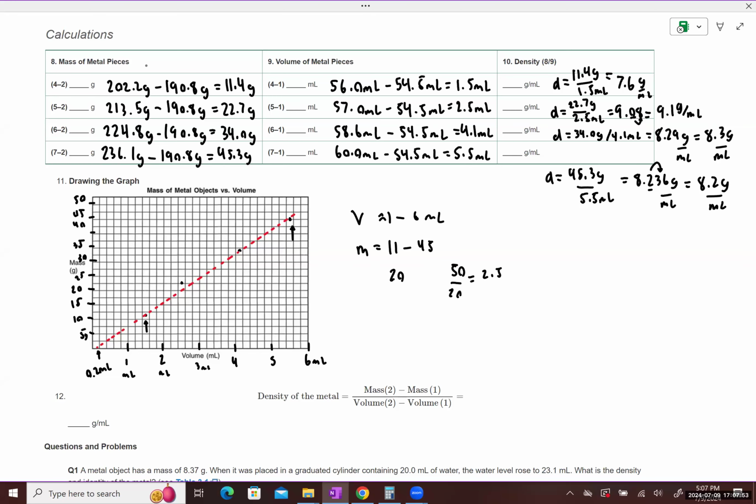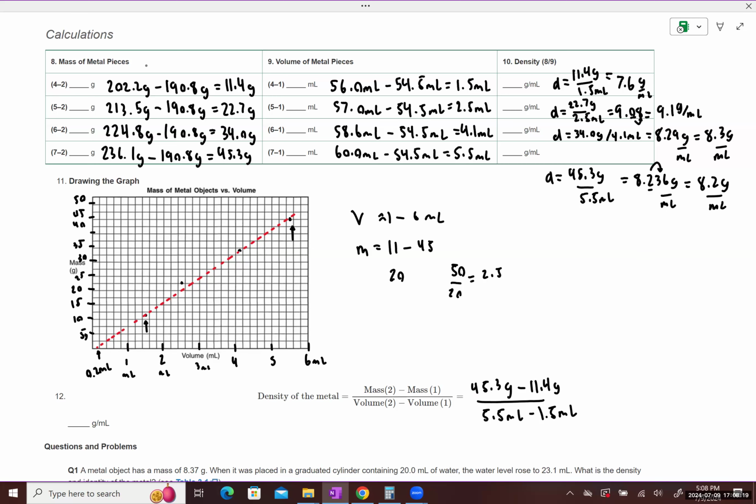So in this case, we're going to take our second mass, which is 45.3 grams, minus the first mass, which is 11.4 grams. And we're going to divide by the second volume, which is 5.5 milliliters, minus the first volume, which is 1.5 milliliters. So I chose these 2 data points arbitrarily.